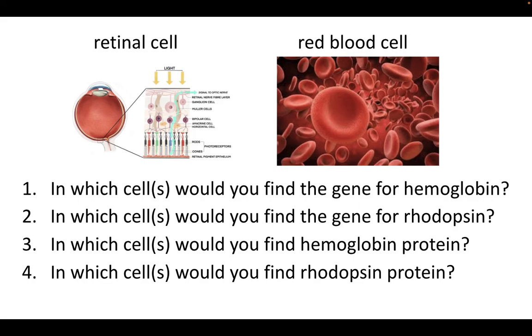Number 3 says, in which cell would you find the hemoglobin protein? So you're going to find that gene expressed in the red blood cell, but not in the retinal cell. Because the retinal cell has no use for hemoglobin, it's not transporting oxygen, it's just doing its job helping you see. Number 4, in which cells would you find rhodopsin protein? You're not going to find that in the red blood cell, but you will find it in the retinal cell because it's part of making you be able to see. So you'll find the gene in both, but the protein only in the relevant cell.